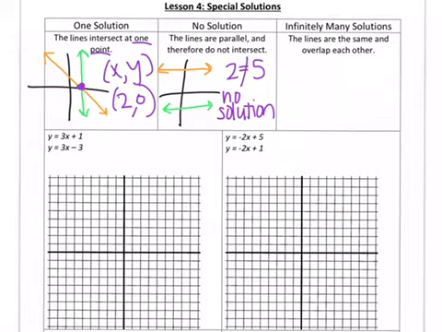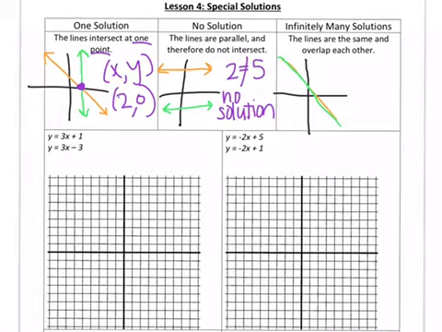Then we have the opposite. It's infinitely many solutions. So infinitely many solutions mean that the lines are the same and they overlap each other. So maybe when you were graphing, you graph this first line and you're like, okay, now let's go to the second one, and you end up graphing the exact same line. That means every single answer on the line is an answer to you, and lines can go on forever, infinitely. So that's why there's infinitely many solutions.